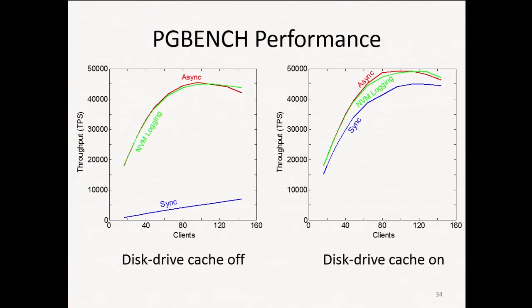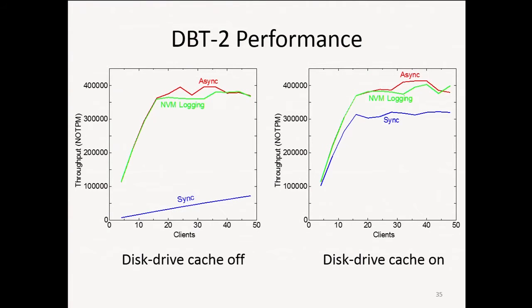As can be seen, NVM logging delivers a similar performance as the asynchronous commit case. And also, in the disk drive cache on case, NVM logging also delivers the same performance as asynchronous commit. And these are DBT2 cases. DBT2 is an open source implementation of the TPCC benchmark.